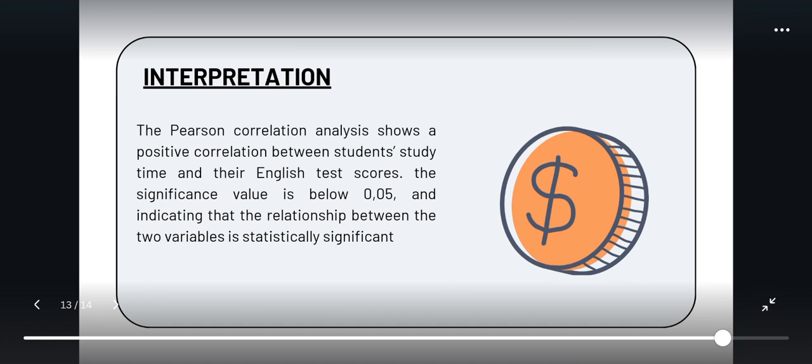So, to conclude, the result of the SPSS output, the Pearson correlation analysis shows a positive correlation between student study time and their English test score. The significance value is below 0.05, indicating that the relationship between the two variables is statistically significant. To conclude, the experimental research shows the picture series are effective in improving students' writing ability, and the correlational research shows a strong and significant relationship between study time and English score.